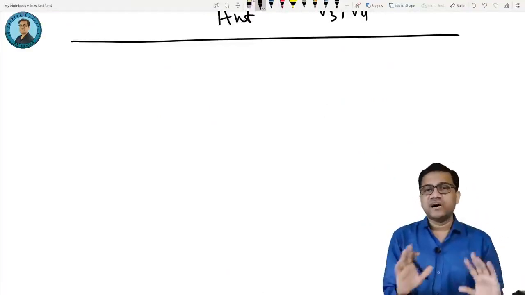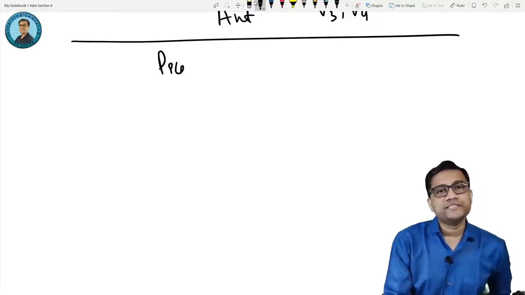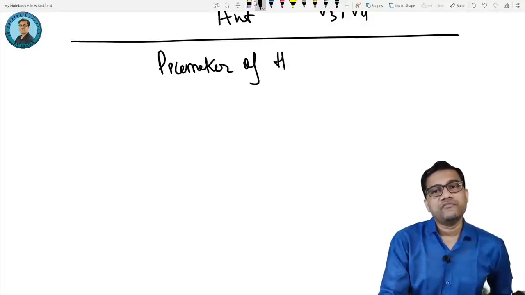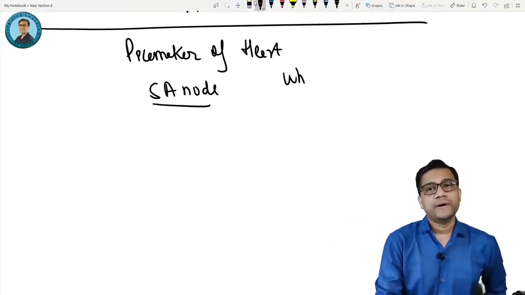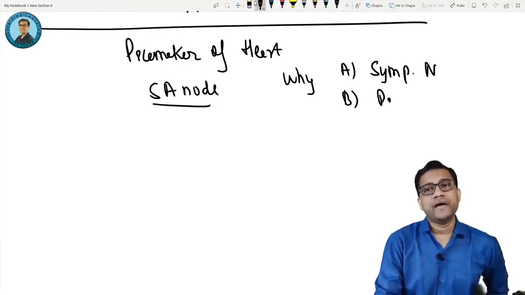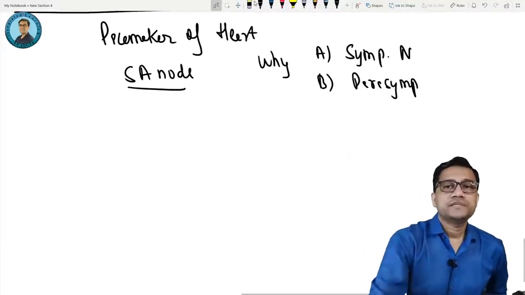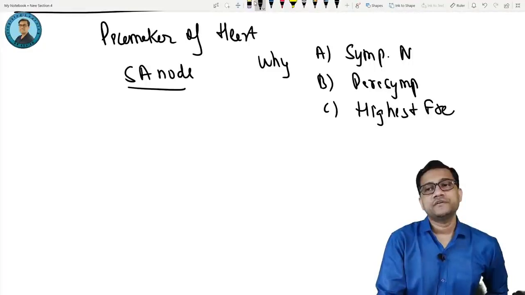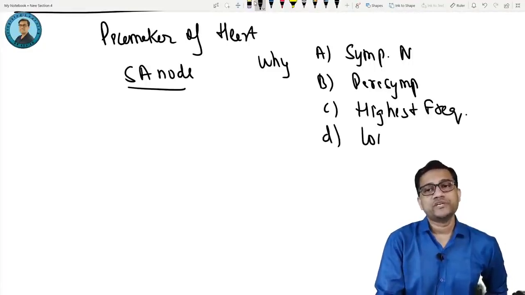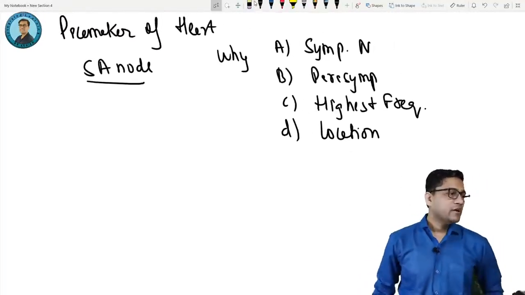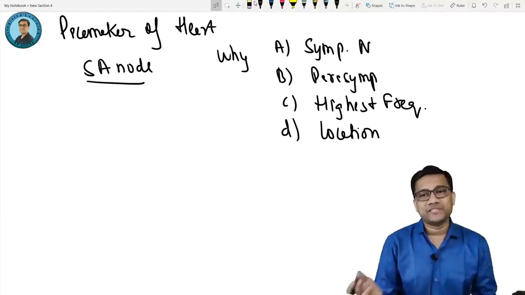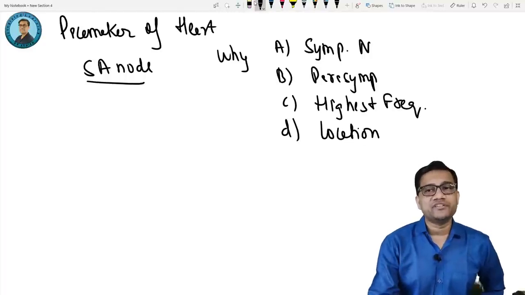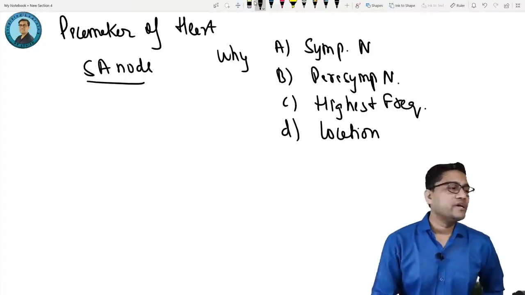Now comes the second question. How are ECGs formed? So please, a bit of physiology. We all know the pacemaker of the heart is the SA node. Yes or no? Now a question for you: why? Options: A, sympathetic innervation. B, parasympathetic nerve supply. C, highest frequency. D, its location, at the top of the heart. So why is the SA node the pacemaker? What is the answer?